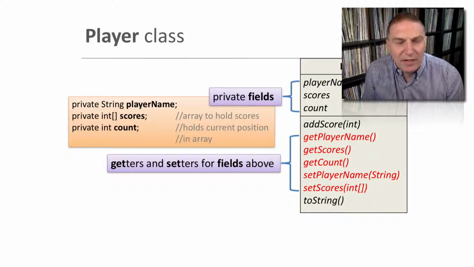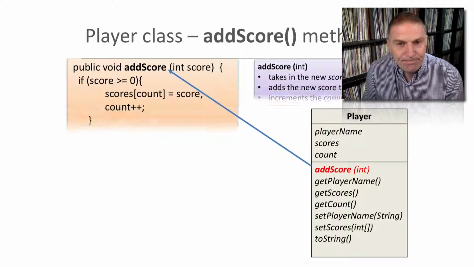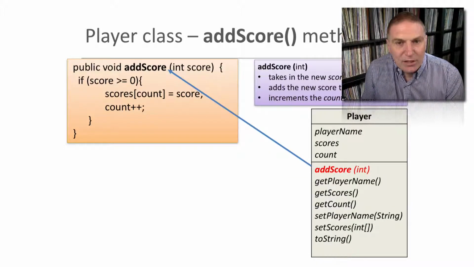We also have getters and setters for the fields that we just mentioned. So we've get player name, get scores and get count, and we also set player name and set scores. So let's take a look at the add score method now, and this takes in the new score as a parameter, adds the new score to the array, and increments the count variable.